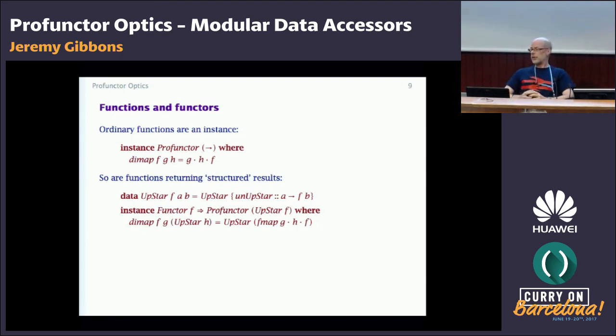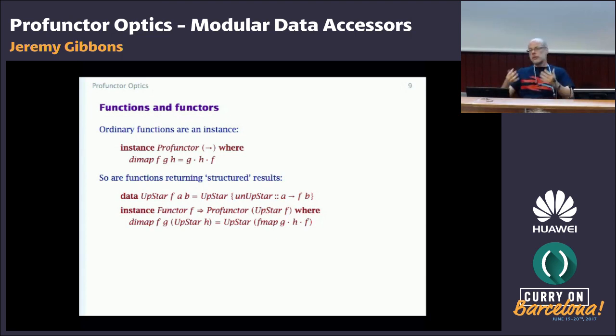So the definition here shows how to write functions of the form A to f of B, where f is a functor. So think A to collection of B's somehow. How to write that as a profunctor, and so in particular how to write the dimap for things of the form A arrow f of B.